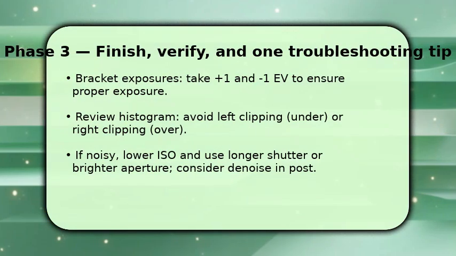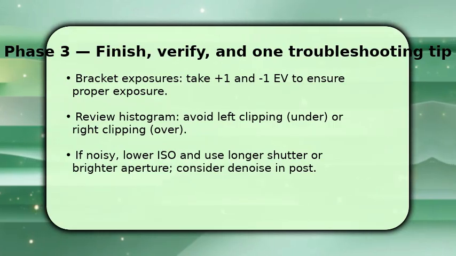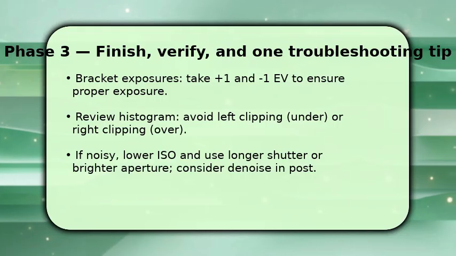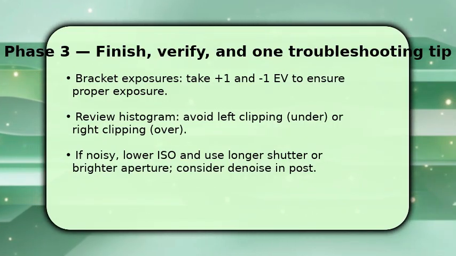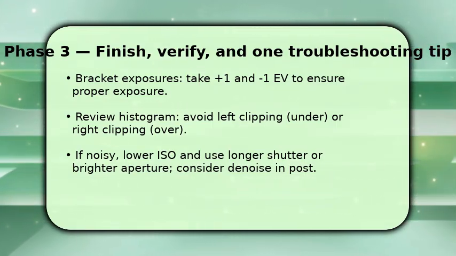To finish, validate your choices. Bracket shots with plus and minus 1 exposure value and review the histogram to ensure no clipping on either side. If highlights are blown, close aperture or shorten shutter. If shadows are crushed, open aperture or lengthen exposure. If you see noise, lower ISO and compensate with a longer shutter or wider aperture, and when possible use RAW so you can recover details in post. If things still go wrong, switch to manual and dial each control deliberately.